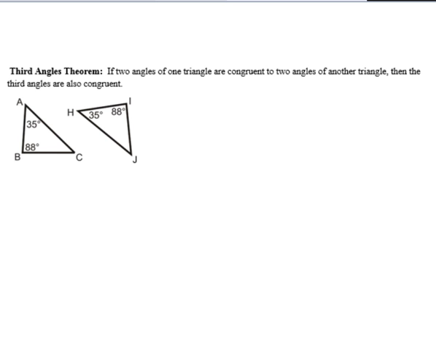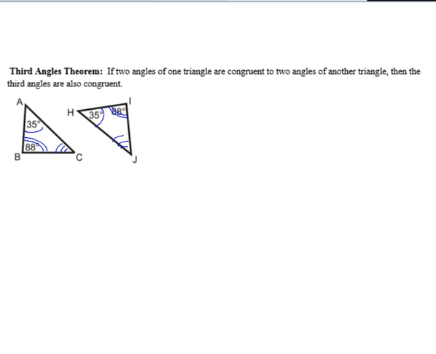Last class we talked about how the angles of the triangles always add up to 180 degrees. So there's a little theorem that pulls from that called the third angles theorem, or third angle theorem. What this says is if two angles of one triangle are congruent to two angles of another triangle, then the third angles are also congruent. In other words, this is 35, that's 35. This is 88, that's 88. So by default, this angle here has to be congruent to that angle there.